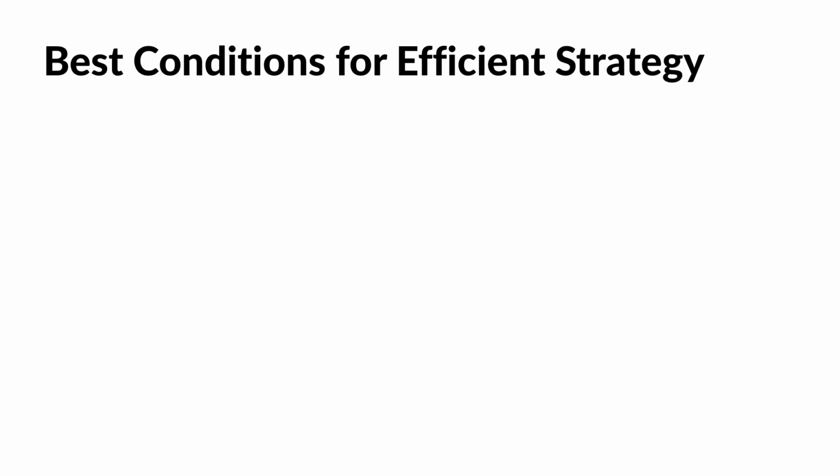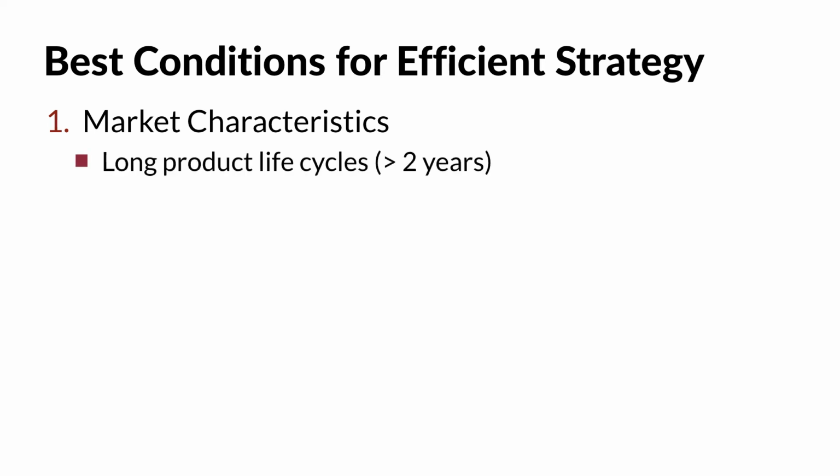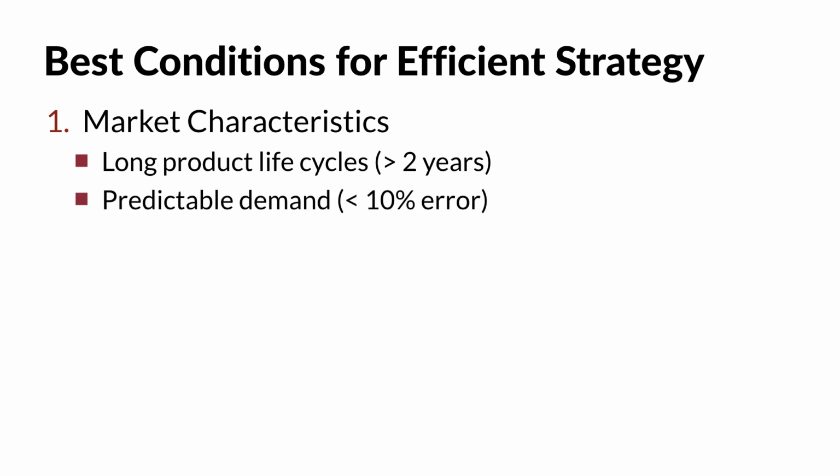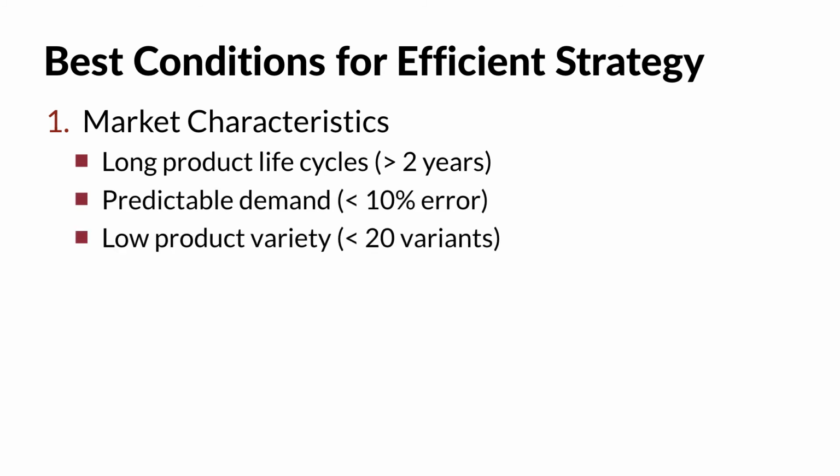So should we always use an efficient supply chain strategy? And the answer is no. There are certain conditions that create the best opportunity to use this approach. Let's take a look at the best conditions for an efficient supply chain strategy now. The first set of conditions comes down to market characteristics. Efficient supply chain strategy tends to work best with products that have long product life cycles, with steady and predictable demand, perhaps with longer lead times and limited product variety.